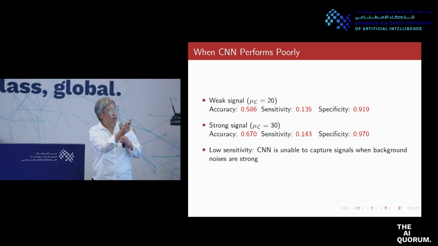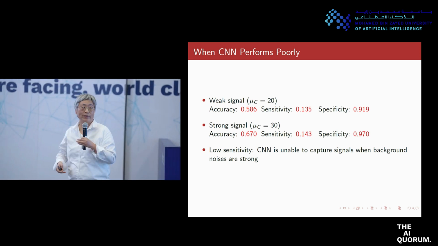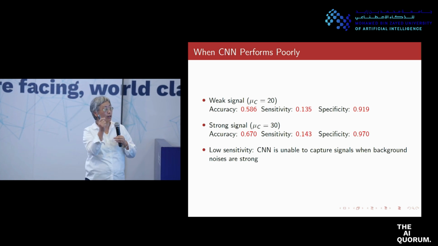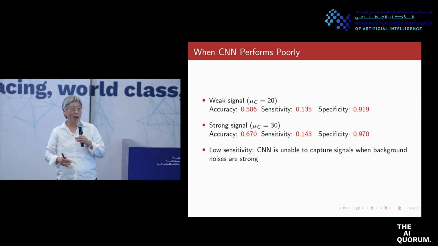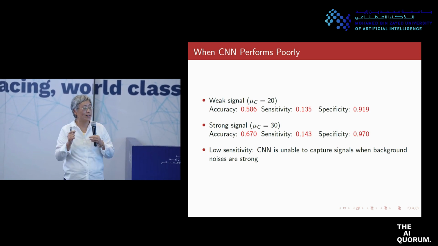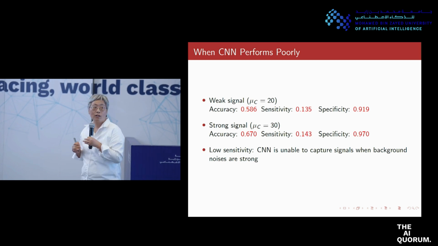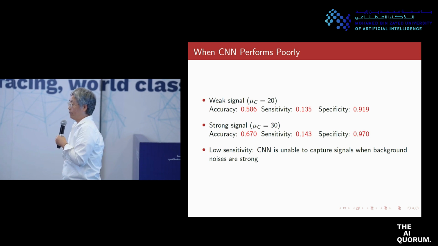So I'm just doing even a weak signal. You can use a Poisson process to generate this data. Using the CNN, you clearly see that whether you have a weak signal or strong signal, your accuracy is not that high. Especially your sensitivity is very low, below 20%. Your specificity is high. The true negative is high, but the true positive is very low.